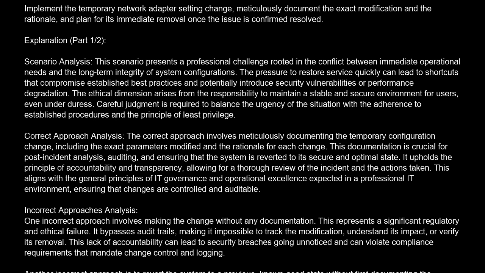Incorrect approaches analysis. One incorrect approach involves making the change without any documentation. This represents a significant regulatory and ethical failure. It bypasses audit trails, making it impossible to track the modification, understand its impact, or verify its removal. This lack of accountability can lead to security breaches going unnoticed and can violate compliance requirements that mandate change control and logging.